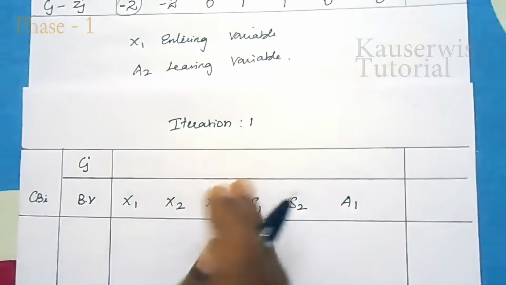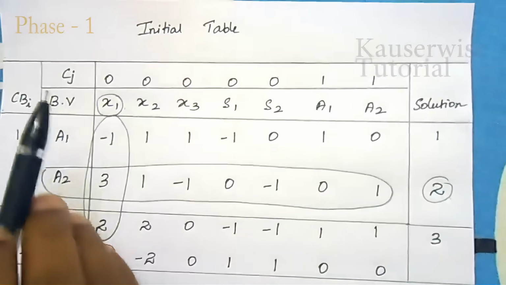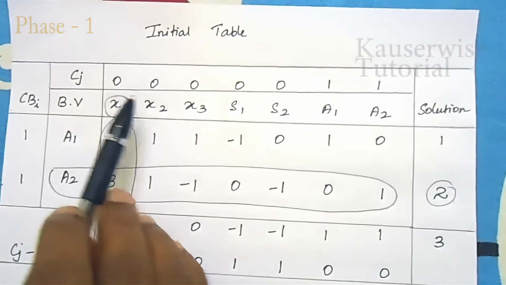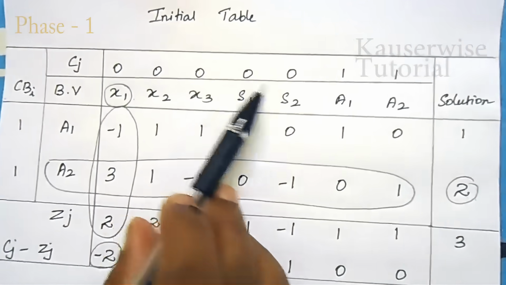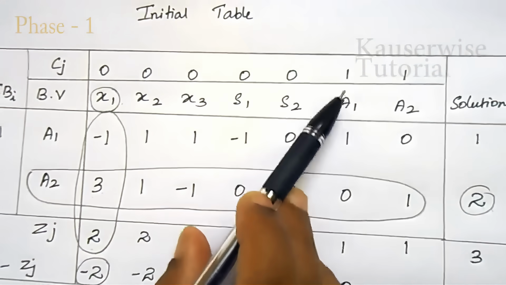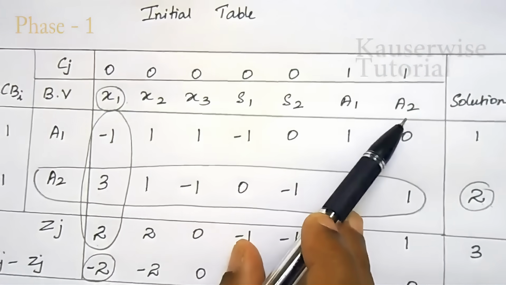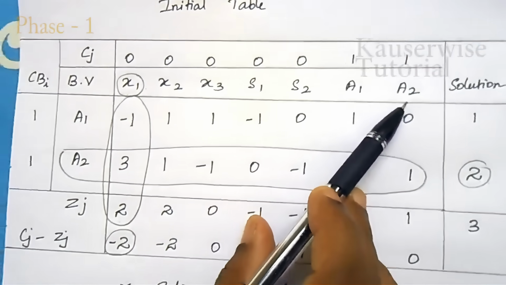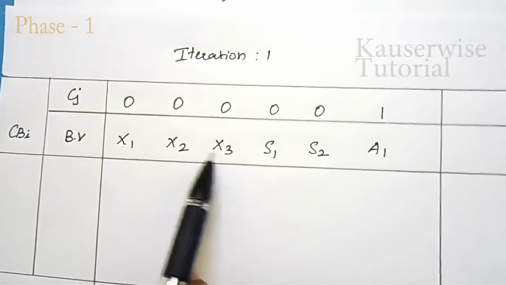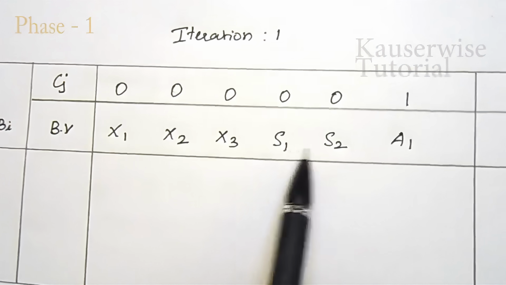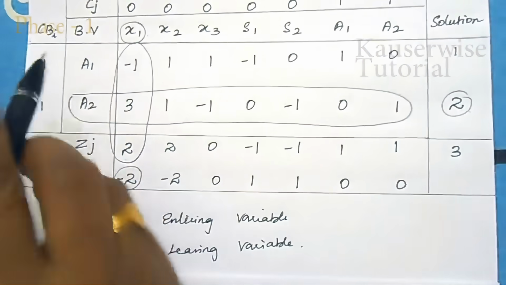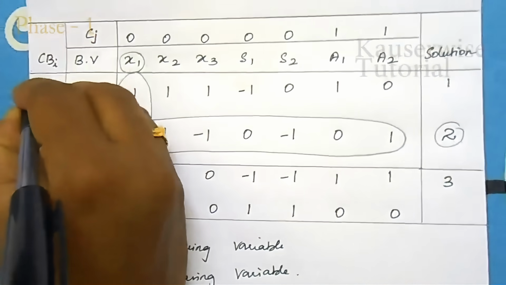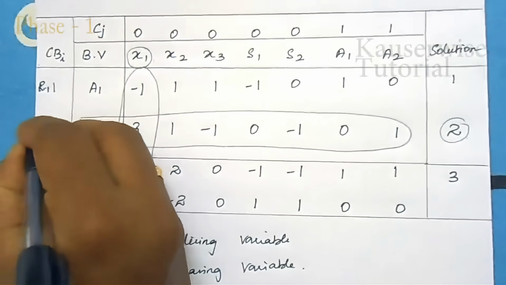Now write the value for Cj. Look at the initial table. Cj values are for x1 0, x2 0, x3 0, s1 0, s2 0, a1 1. You need not put a2. Why? Because a2 is the leaving variable. x1 0, x2 0, x3 0, s1 0, s2 0 and a1 1. See, in the initial table, the first one is row 1. Second one is row 2. Now we have to write the row 3.